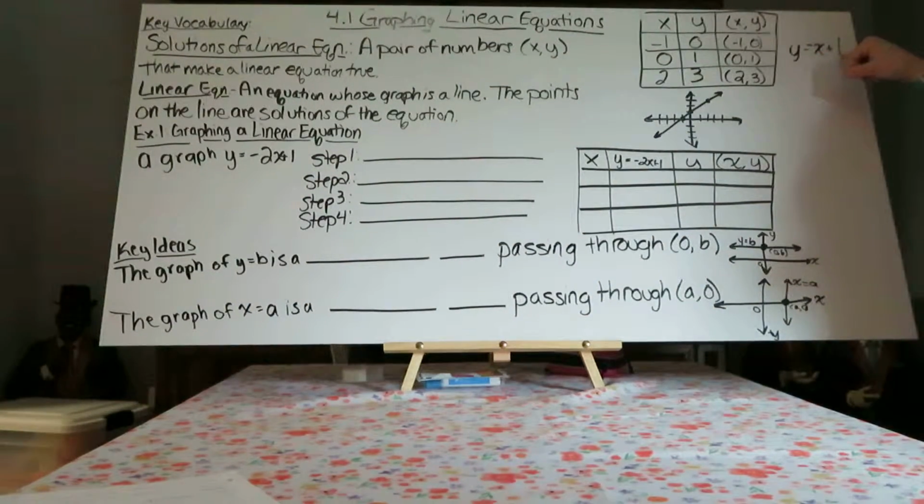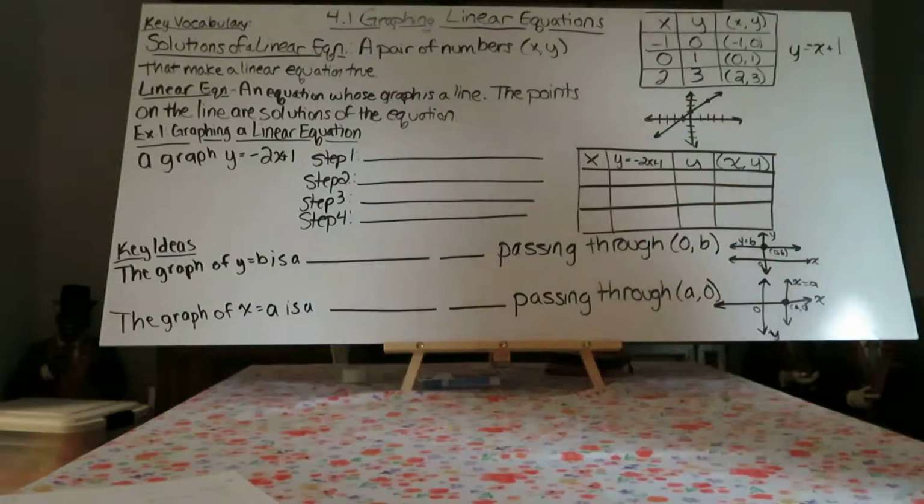When you plug in the x value of -1, you get a 0 for y. Plug a 0 in, 1 for y. Plug a 2 and you get a 3 for y. So then the ordered pairs are written as (-1, 0), (0, 1), (2, 3). So those are all solutions of the linear equation.